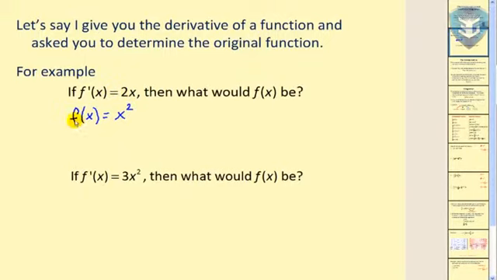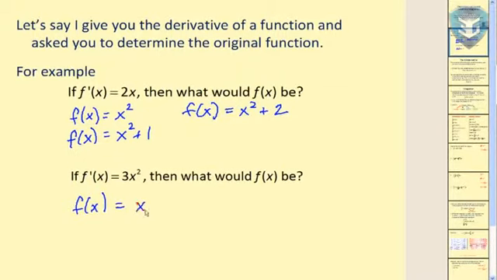But are there any other functions that would also give the derivative of 2x? In fact, there are others. For example, f of x equal to x squared plus 1, or x squared plus 2, because we know the derivative of a constant is 0. So there would be an infinite number of functions whose derivative is equal to 2x. Along the same lines, if I told you the derivative of f of x was equal to 3x squared, you could tell me that the function could have been x cubed, or x cubed plus 1, or x cubed plus any constant. So in these cases we put plus c to represent any constant.